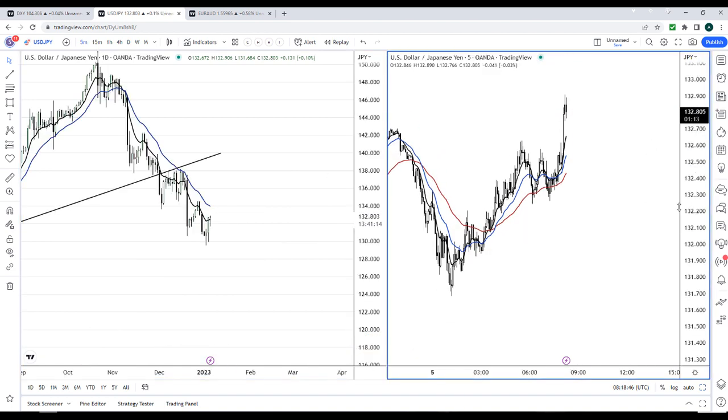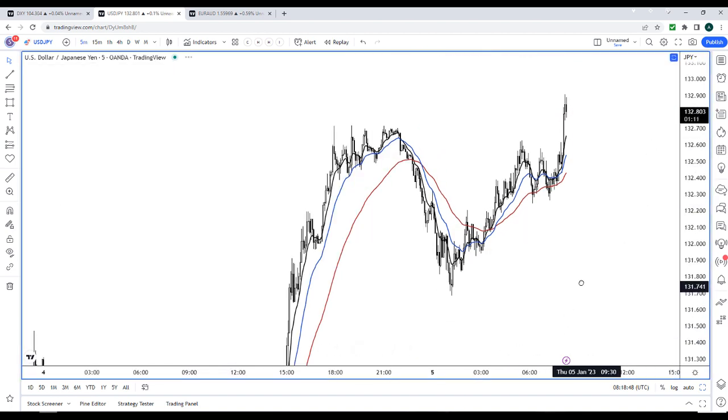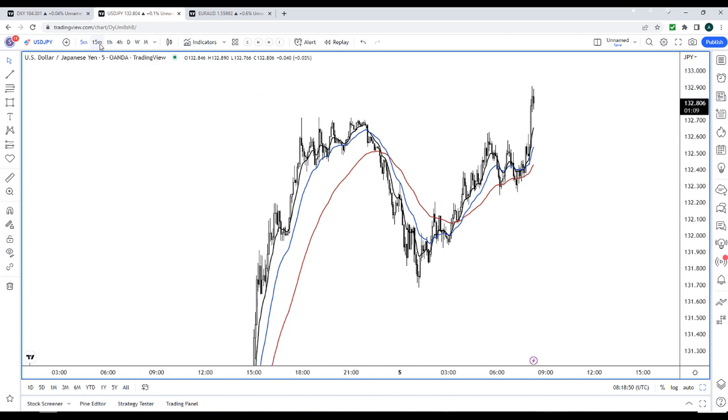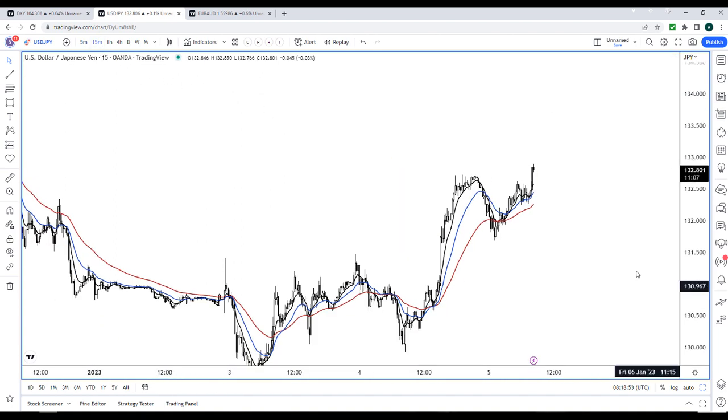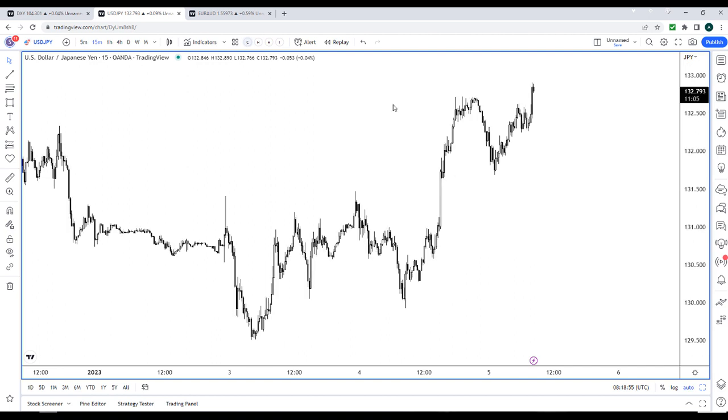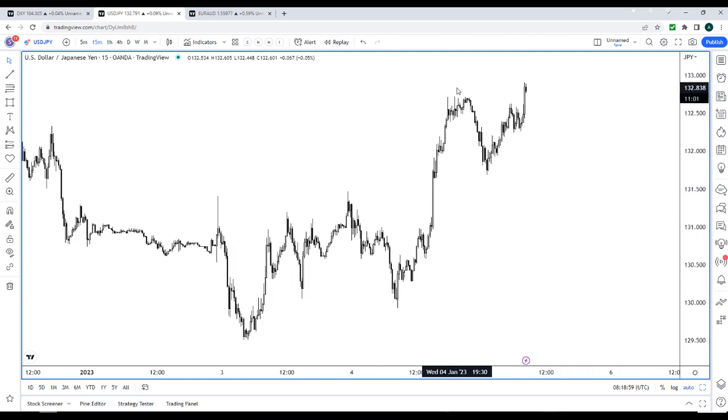Now that would mean looking at a smaller time frame for changes of cycle. Now if I just take my moving averages off here, you can see that price is still bullish. It's made an impulse. This is a 15-minute time frame, by the way. It's made an impulse, correction, and an impulse made a new high.